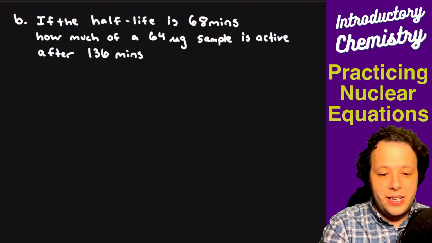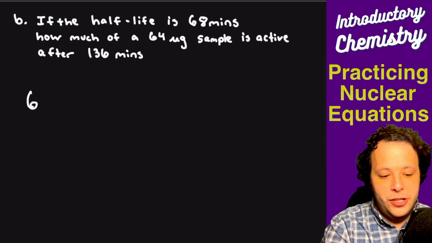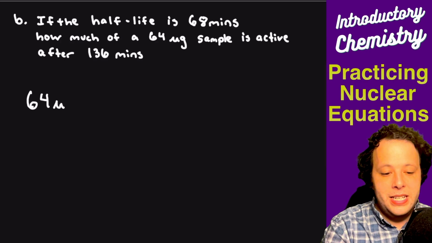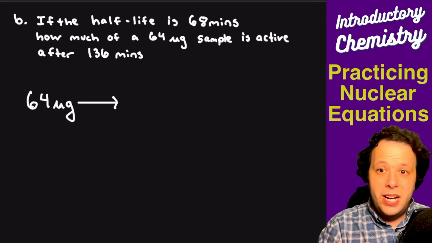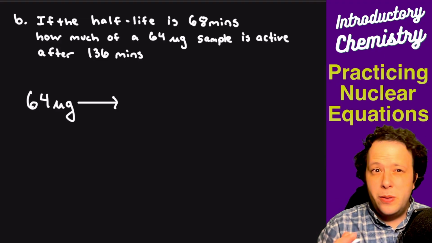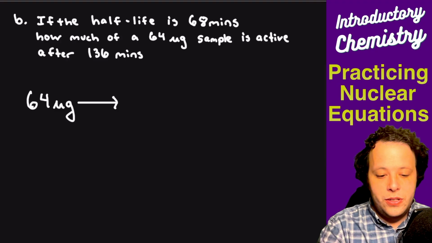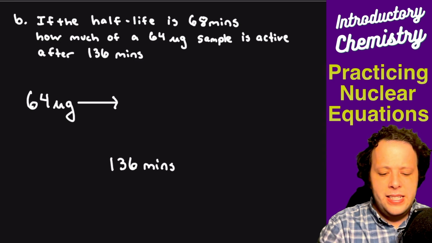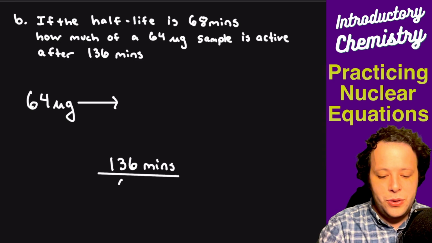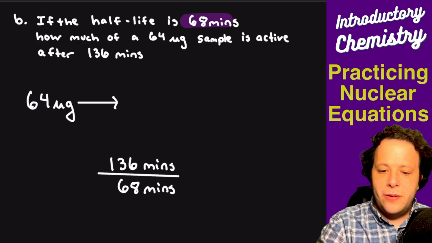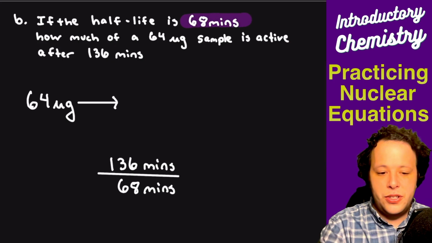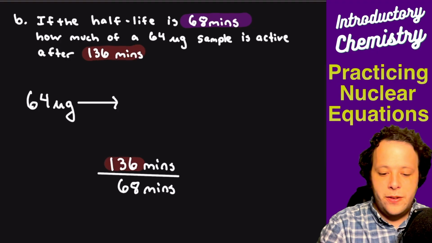So the first thing that we have to do is write out how much sample we had. It says that we have 64 micrograms of sample. So we're going to write out our half-lives and see when we get to 136 minutes. One thing you could do is take that 136 minutes and see if it divides cleanly into our half-life time, which was 68 minutes. We see that our total time passed was 136 minutes.